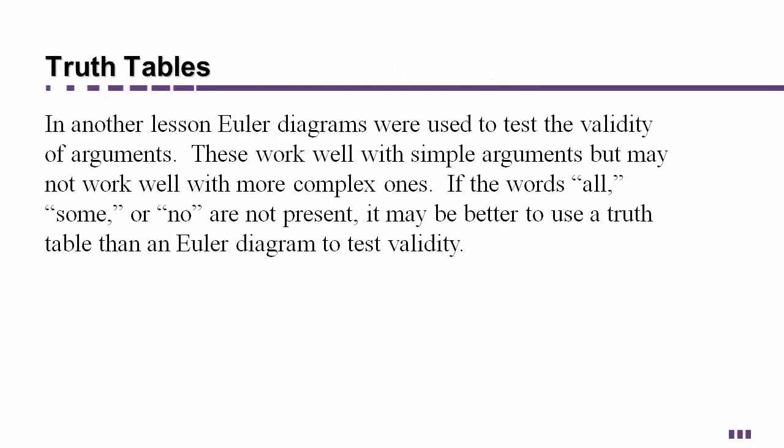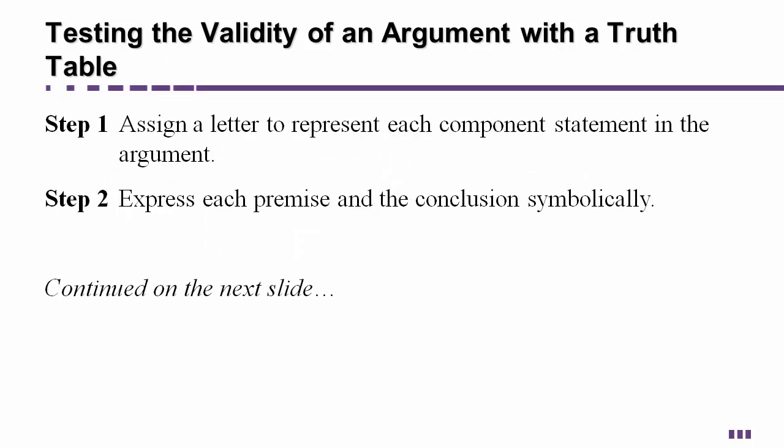Okay, so in previous lessons, we've seen how Euler diagrams can be used very efficiently to test the validity of arguments. But those Euler diagrams really only work well with very simple arguments. If the arguments have those universal quantifiers like all or no or some, then it works well. But if those things aren't there, then it gets kind of messy, and oftentimes it's better to use a truth table to try and figure out validity of those types of arguments. So how do we test the validity of an argument with a truth table?